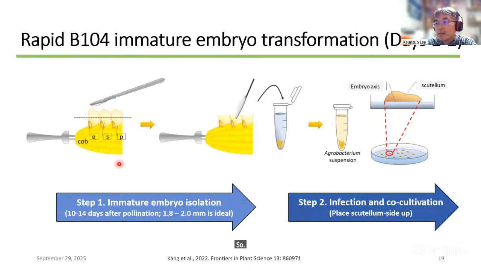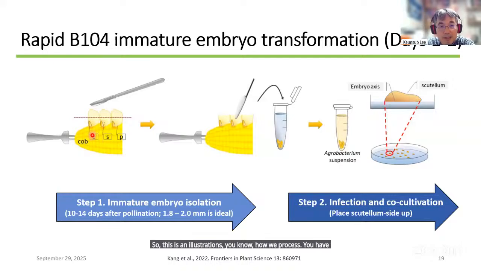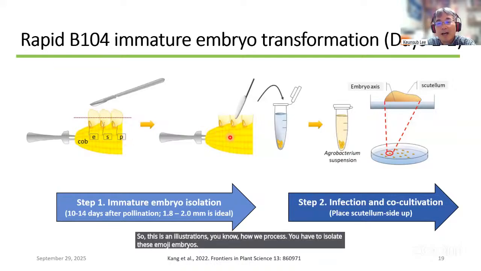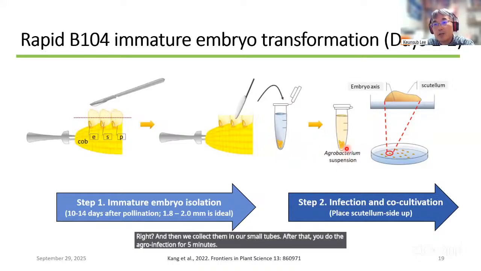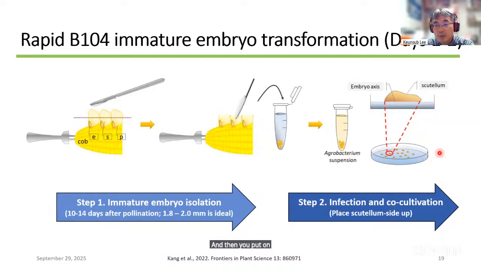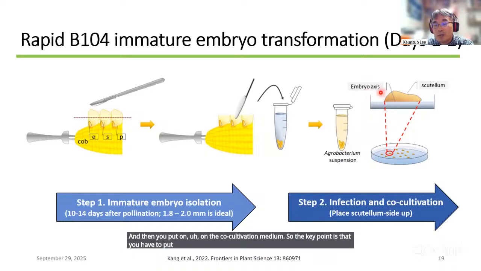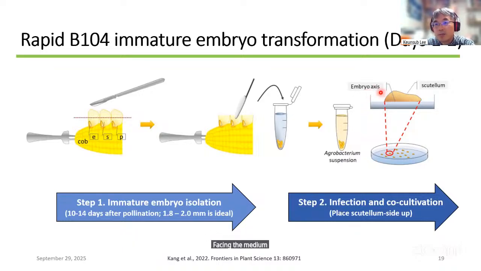So this is an illustration of how we process. You have to isolate these immature embryos, and then we collect them in small tubes. After that, you do the agro-infection for 5 minutes, and then you put them on the co-cultivation medium. The key point is that you have to put the embryo axis, which is the flat side of the immature embryo, facing the medium, and the scutellum side should face the top.